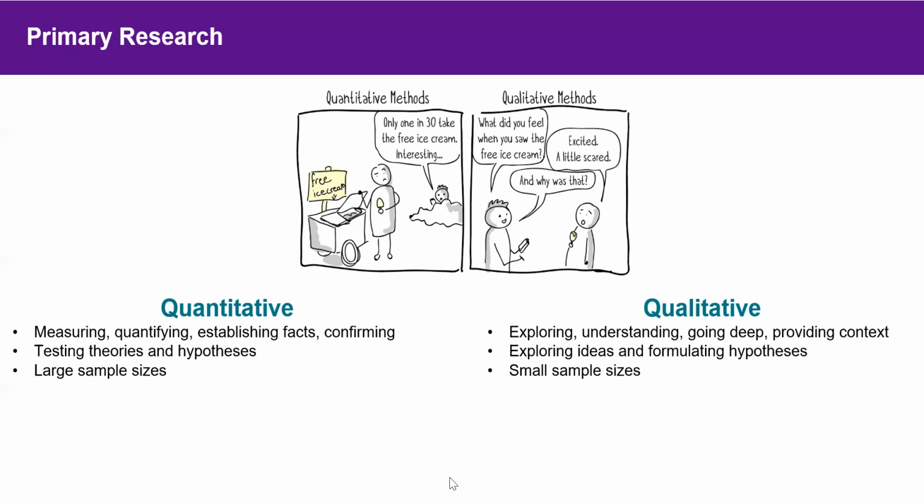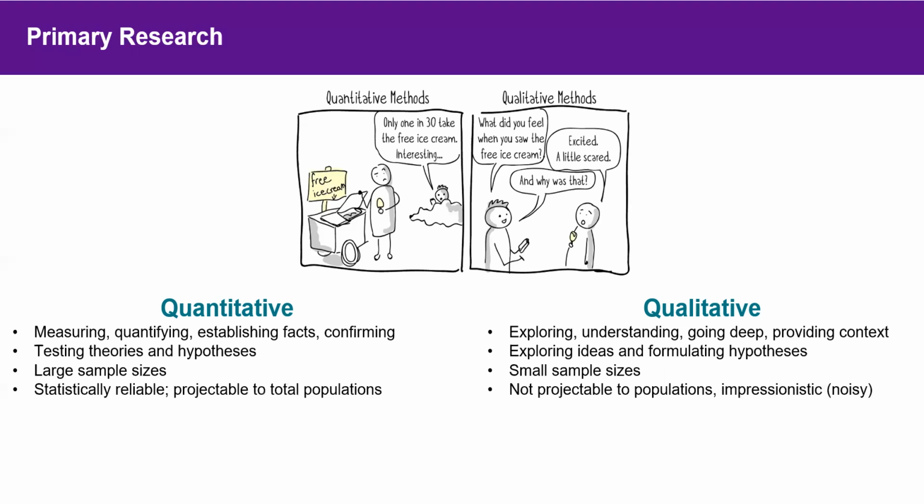Big difference is the sample size. So quantitative, you tend to have large sample sizes. Qualitative, you have much smaller sample sizes. And as a result, what you are achieving through quant tends to be statistically reliable. And if something is statistically reliable, we can project that out to total populations because those results are much more stable. Versus the smaller sample sizes in qualitative research are not projectable and tend to be more impressionistic, just given the amount of noise that can occur in those small data sets. So we really tend to use the insights that we gather from qual more as directional.